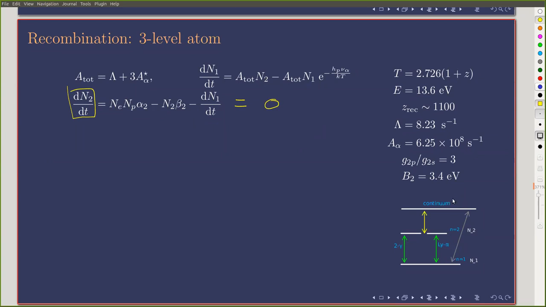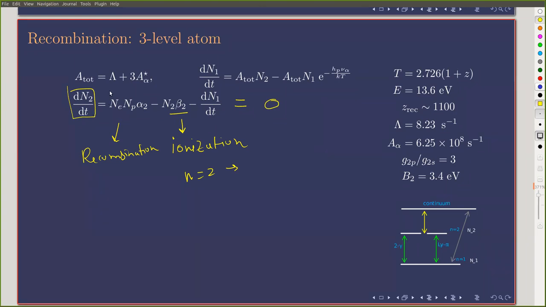What was beta 2 actually? I forgot. Yes, beta 2 is the rate of ionization. So this is the ionization from n equals 2 to continuum, and this is the recombination. Is that fine? Yes. Okay.